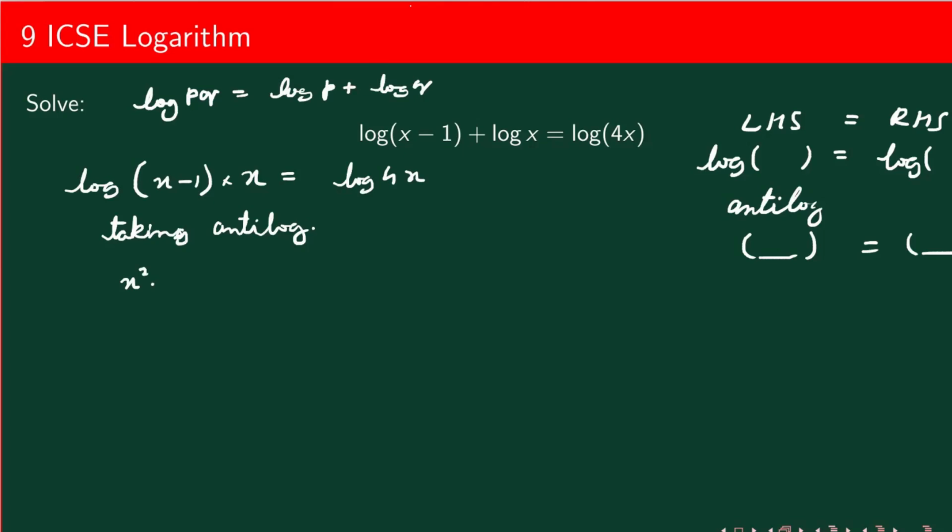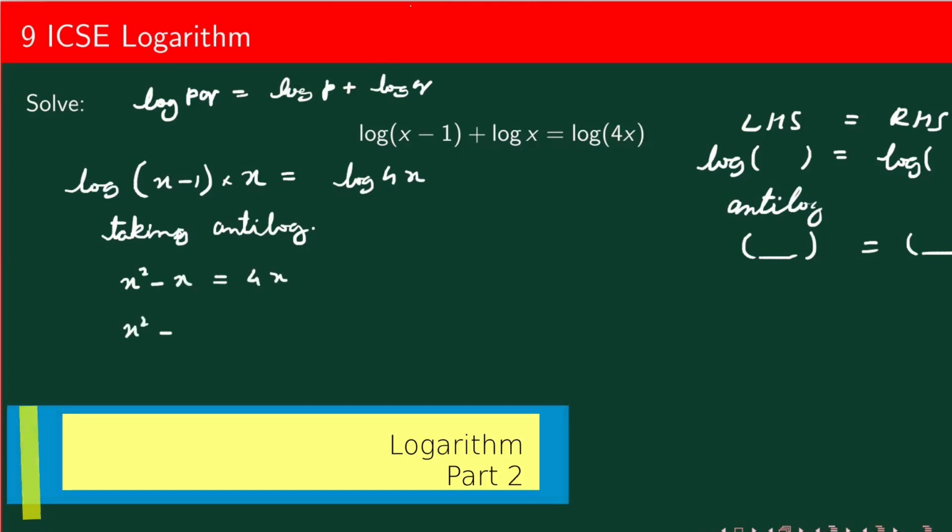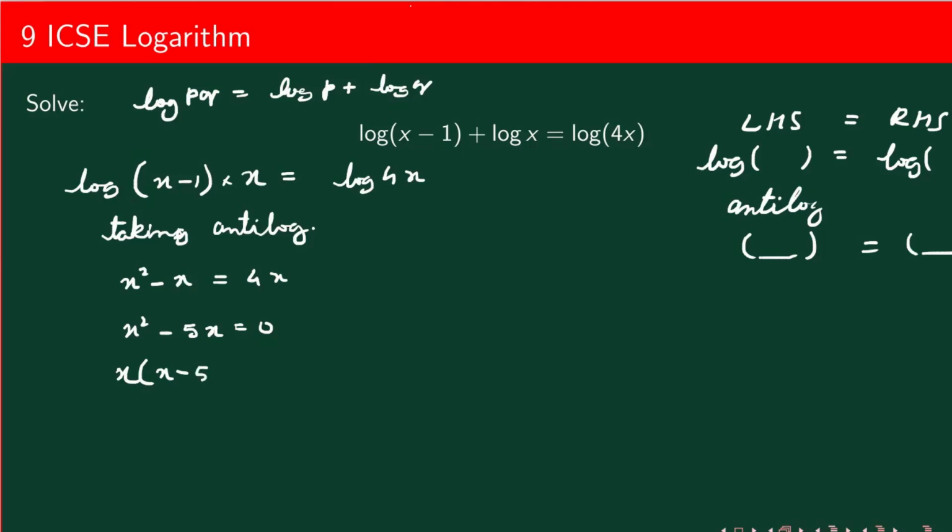so what do we have? x square minus x is equal to 4x, and x square minus 5x, I get it as 0, and then you have x common, so x(x minus 5) equal to 0. So that leaves x as 0, or x minus 5 as 0, so that gives you x as 5.